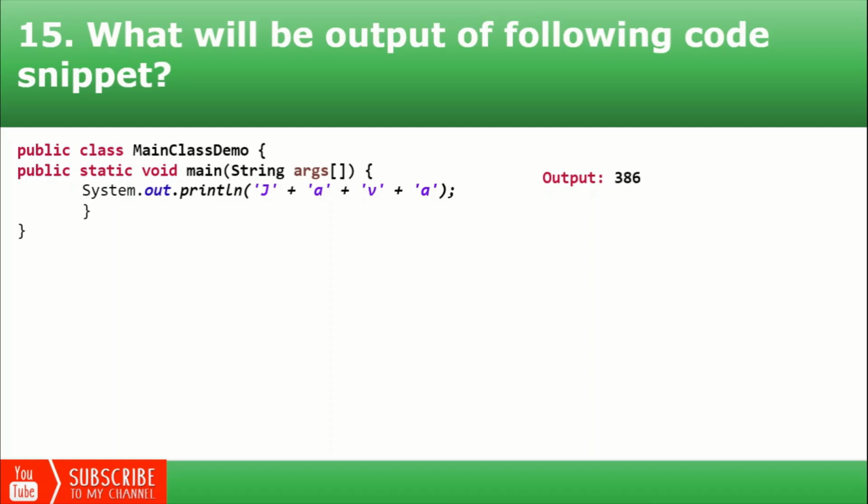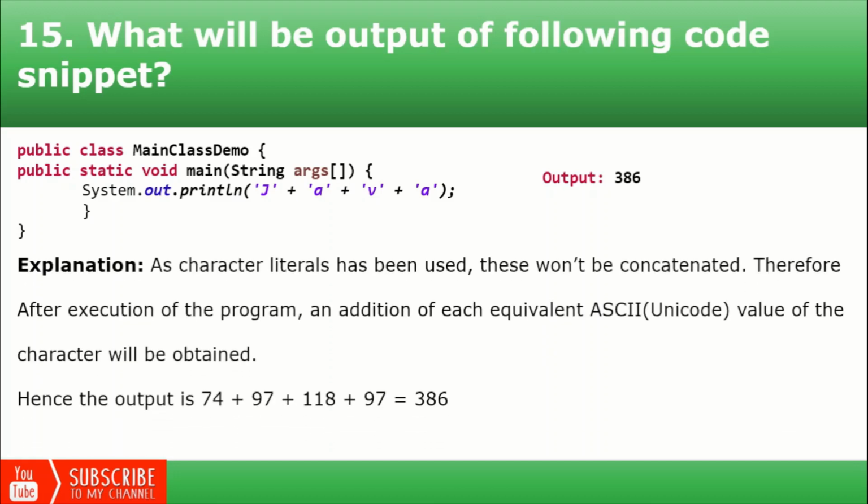How can the output of character literals be an integer? Let's see the explanation of that as well. As we can see, these are the character literals which are being used. These won't be concatenated because the concatenation operation is not applicable in case of character literals. That is only applicable for strings. Therefore, after executing the program, an addition of each equivalent ASCII value of the characters will be obtained.